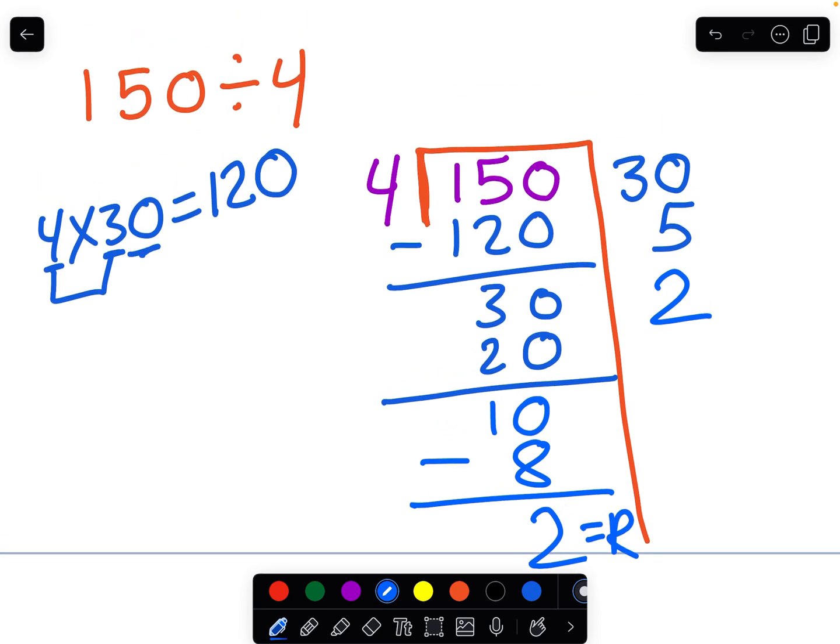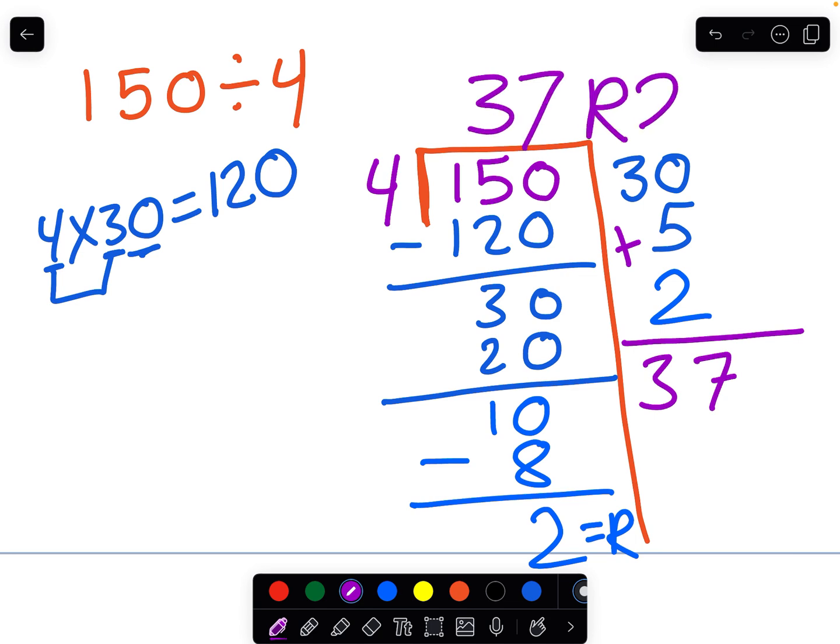Now I just do the last part of my problem. I add 30 plus 5 plus 2. 0 plus 5 plus 2 is 7. And then we've got the 3. My answer is 37 remainder 2. Or 37 and 2/4, but 37 remainder 2.